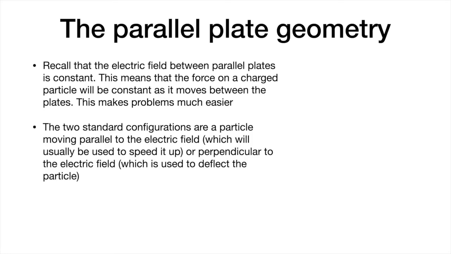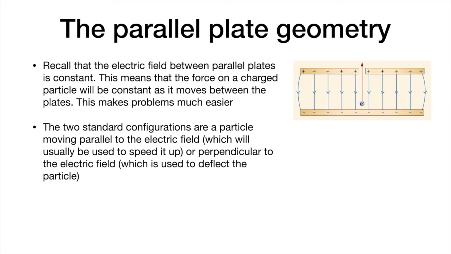The other thing we need to consider is that the parallel plate geometry can be applied in two limiting cases. One where our particle is moving parallel to the electric field, which means it's moving from, let's say, one plate to the other, which you normally use to speed up, to give a particle more speed. Or the particle could be perpendicular to the electric field, so it's moving between the plates, that is to say, parallel to the plates, which is this geometry you use in order to deflect the particle. So this might seem a little weird, like how the heck does this work?